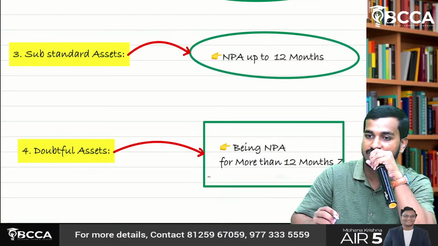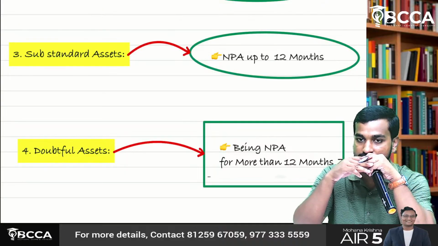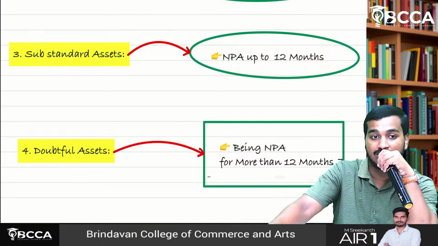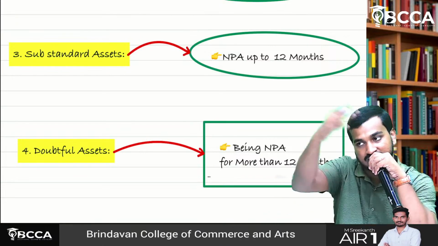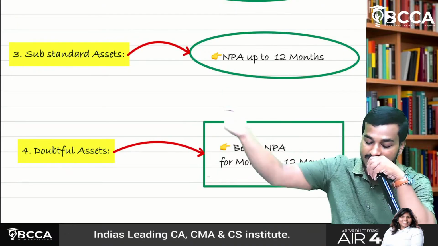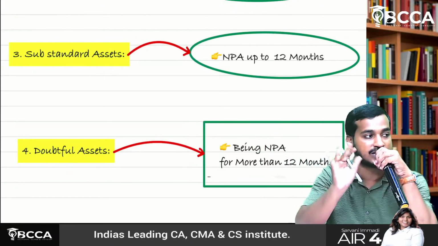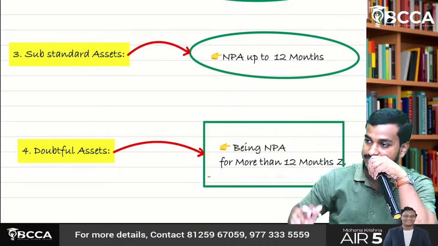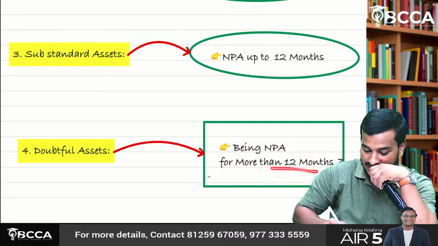Okay, sir? For example, I have given a loan to Kirti. If she is unable to pay up to 90 days, she is called a performing asset. Once 90 days are crossed, she will be called an NPA. NPA up to 12 months is categorized as substandard. If that 1 year is exceeded, then she will be called doubtful.